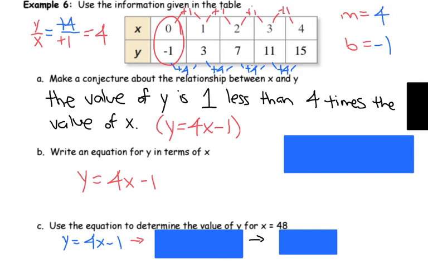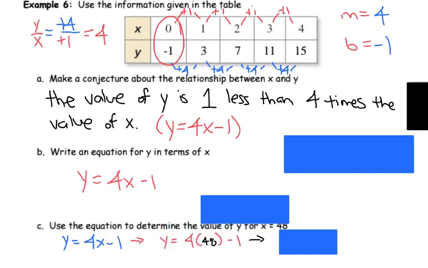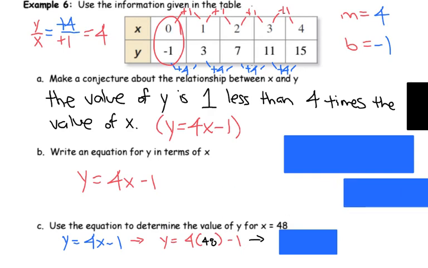All right, so part C here says, use the equation to determine the value of y for x equals 48. So essentially where x is, we're going to change it to 48. It's called substitution. So y equals 4 times 48 minus 1. You have to do 4 times 48, which is 192. 192 minus 1 is 191, so y equals 191.